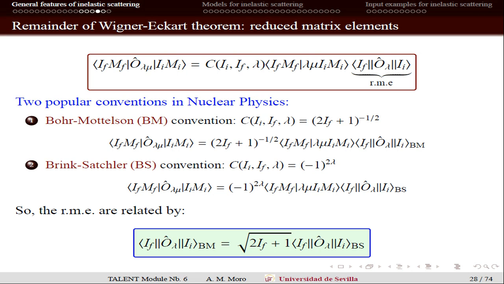So the advantage of the Bohr-Mottelson convention is this one here. The reason why they put this factor is that this reduced matrix element is symmetrical when you interchange the initial and final angular momentum values. This is convenient because, for example, you only have to give the information for a given transition 1 to 2, because 2 to 1 will have the same reduced matrix element. This is why some codes prefer this choice, and Fresco is one of these codes.